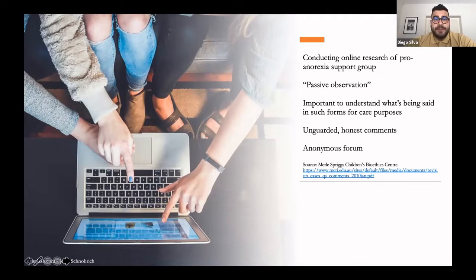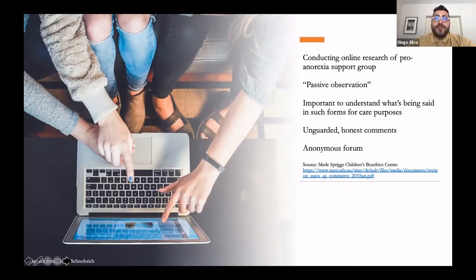You're interested in the lives and the well-being of individuals who suffer from anorexia. So you want to understand what's being said on these pro-anorexia boards, pro-anorexia support groups. One of the advantages of this passive observation is that the individuals who participate in this group are unguarded and are going to provide the group with honest comments, which then will form part of the data that you collect.